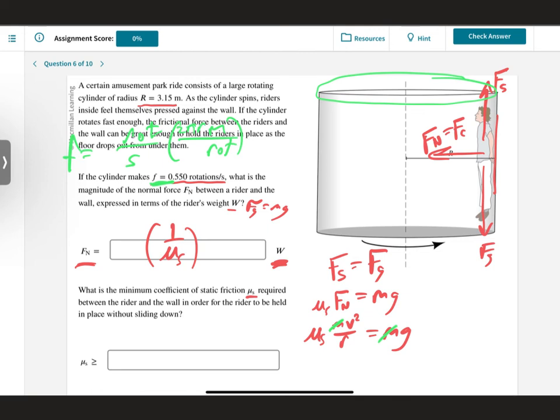So I take my number of rotations per second and multiply by the circumference, and the rotations are going to go away, and I get meters per second. And that's going to be the velocity, which I can put into my equation down here. At that point, I know everything except for mu s. I can solve for mu s. Mu s is going to be g times r divided by v squared. So I'll get my number for mu s, and then 1 divided by that number is going to be in my top box, because that's the multiplier by the weight.